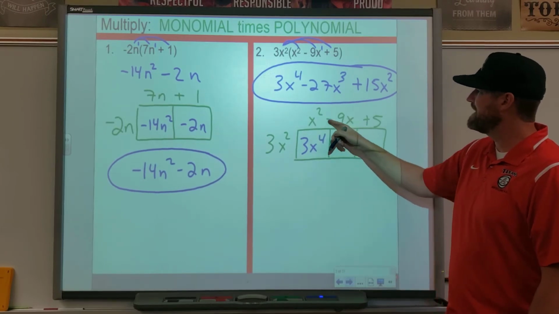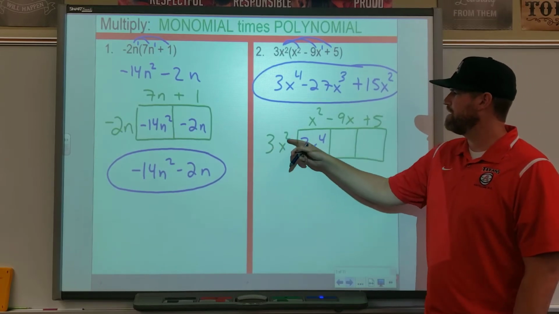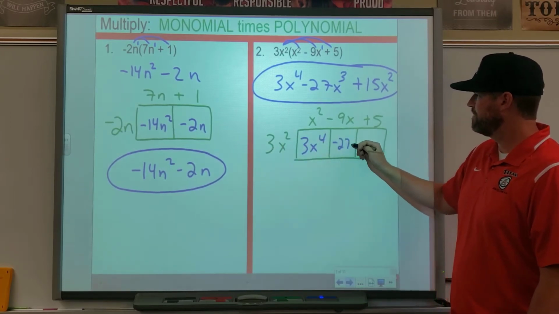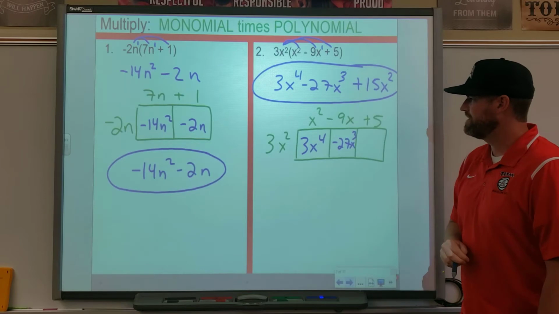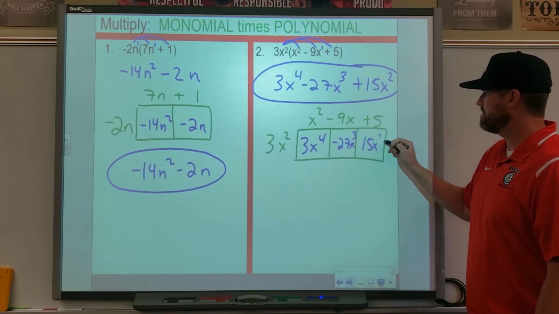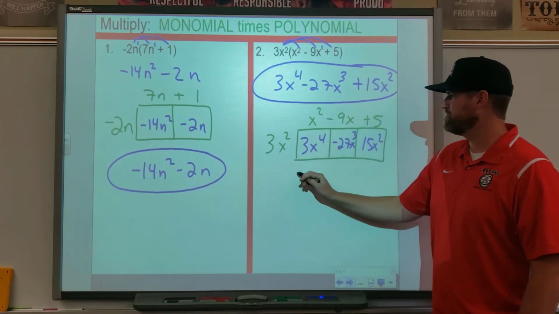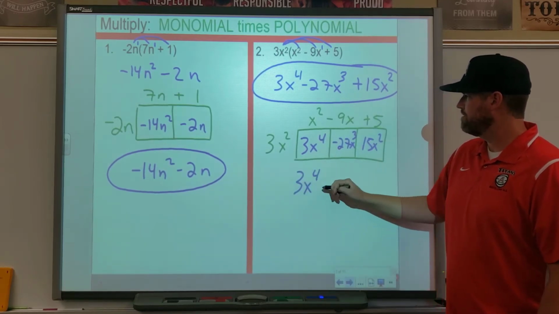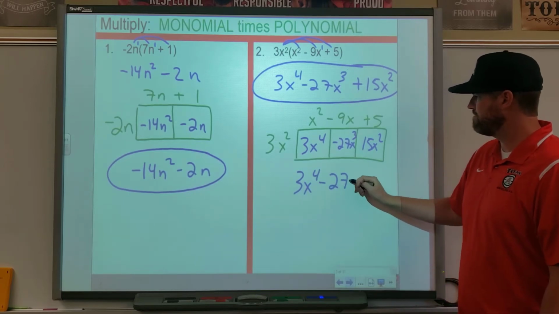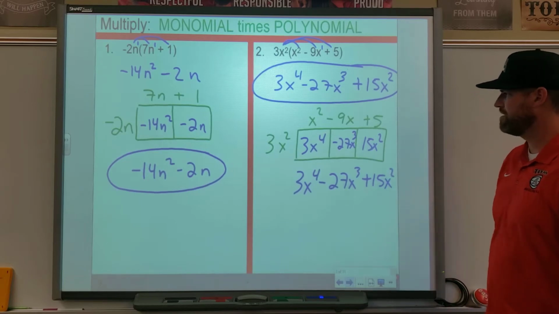This box will be negative 9x. Make sure you include the sign. Negative 9x times positive 3x squared, which would be negative 27x cubed. And then the last one, 15x squared. All are different as far as like terms go, so we would just write them in order. 3x to the 4th minus 27x to the 3rd plus 15x squared.